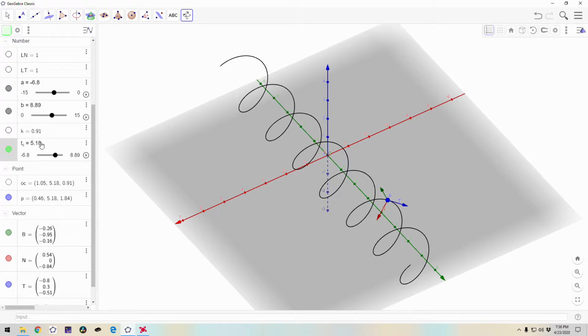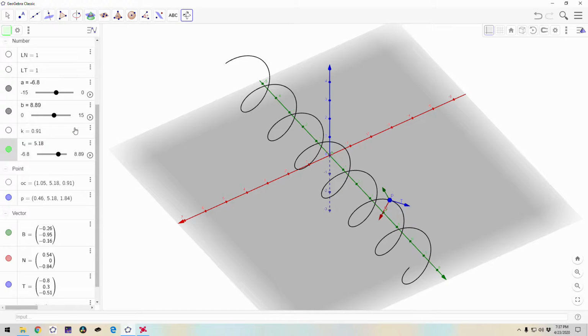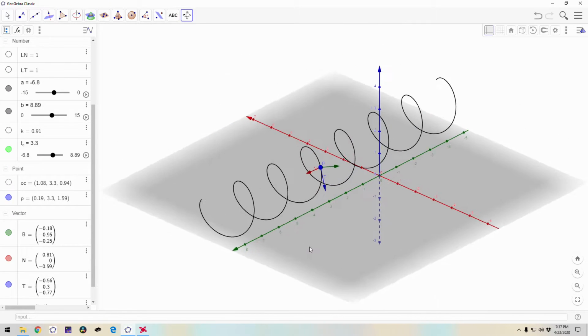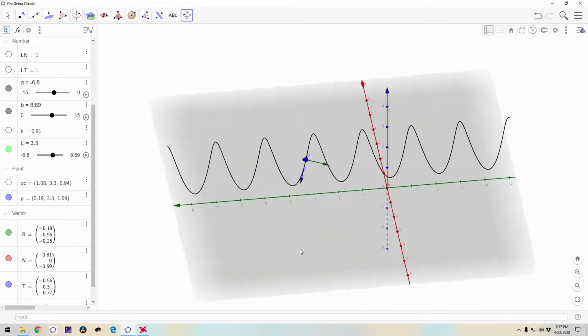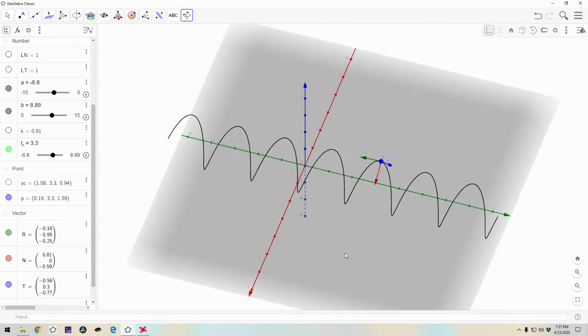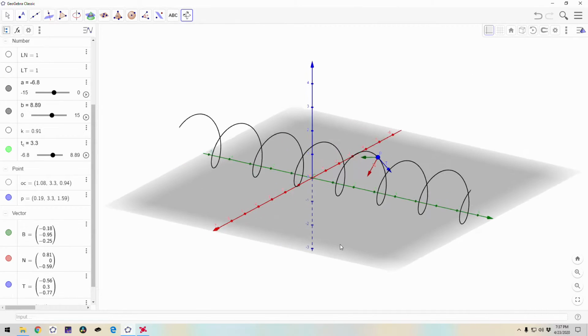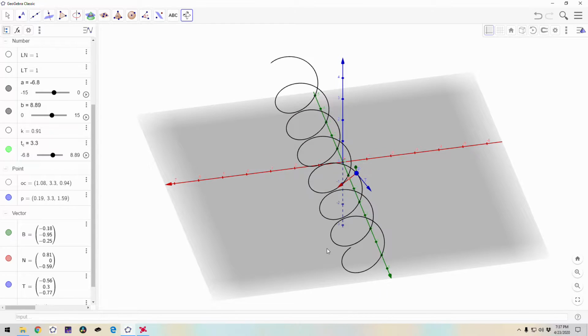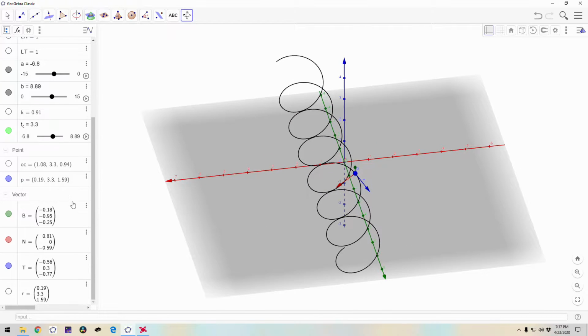Okay, and then the point in question that we were asked about was 3.3. So let's look at that one. That's this location right here. This is the point that we found the TNB frame for, specifically in this case. Right? If we scroll down, you can see here's the B, N, and T vectors just as advertised when we were calculating it. Those are exactly the same, as they should be.